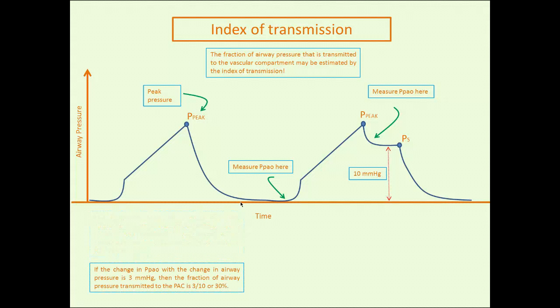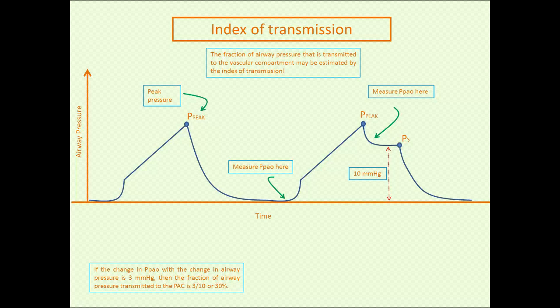So let's say that when you measured your wedge pressure here, it was 5. And then when you measured your wedge pressure here, it was 8. Well, your wedge pressure has gone from 5 to 8. That's an increase in your wedge pressure of 3 for a change in your airway pressure of 10 millimeters of mercury. So you can see here that this index of transmission is 3 out of 10, or 30%. So 30% of the airway pressure on the ventilator is being distributed to the vascular space.